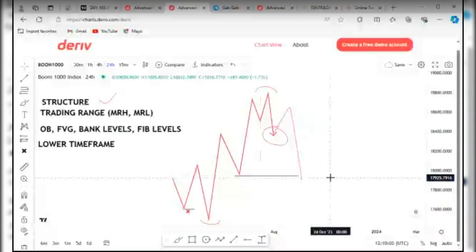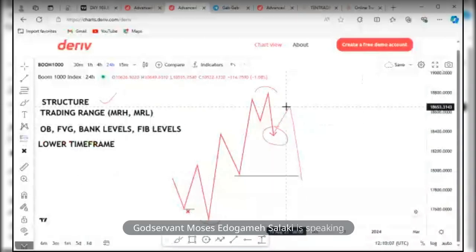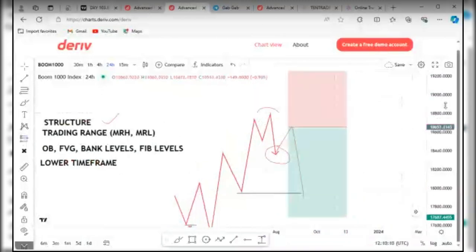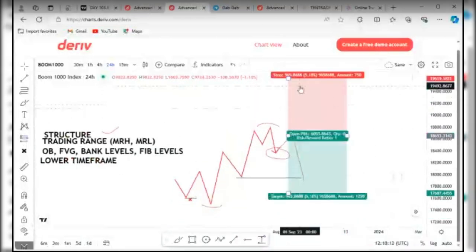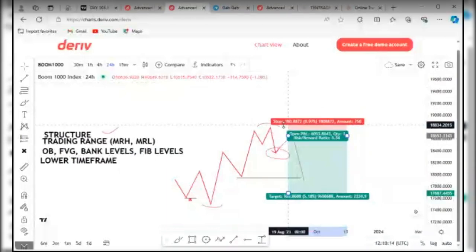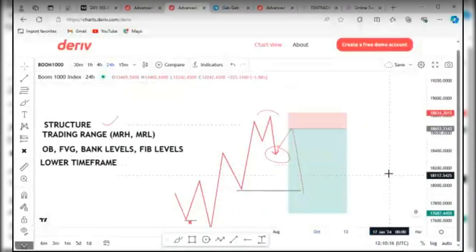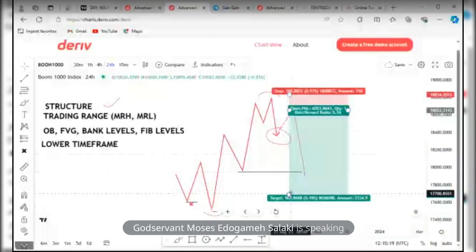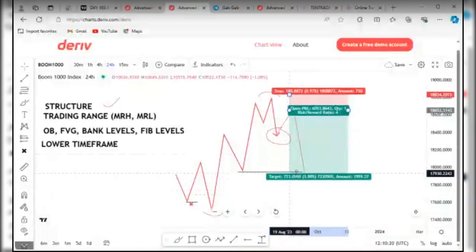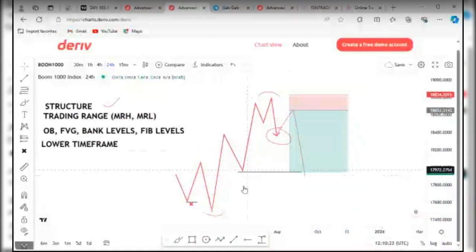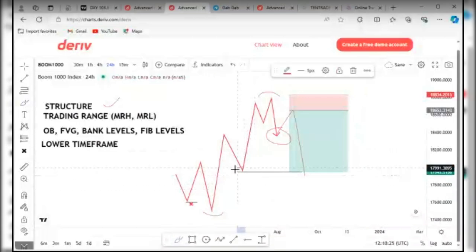So I want to do something like this. I want to take shots from here, maybe from a fair value gap somewhere, or an order block. My target will be this inducement that was created within the range, because this is within the range. This is not the low, neither is the high. This is the low, this is the high.